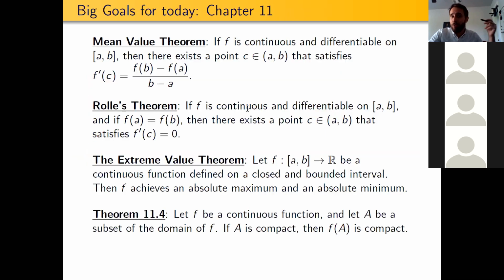And going back to our big goals for today, this theorem down here: if we're looking at a compact set A and we're trying to show that its image is also compact, it turns out that it's easier to work with sequential compactness than it is to work with regular compactness. And so our goal then will be, once we show that compactness and sequential compactness are the same, we will use those ideas to address theorem 11.4.